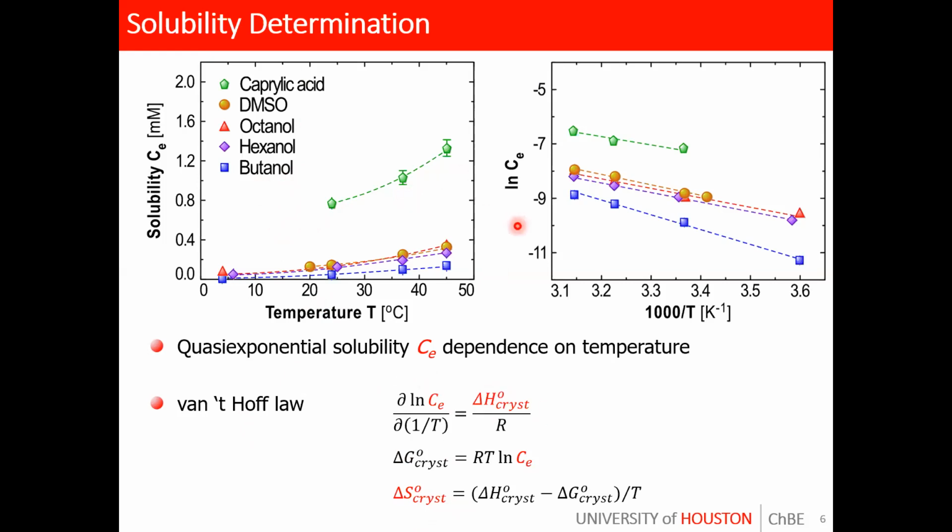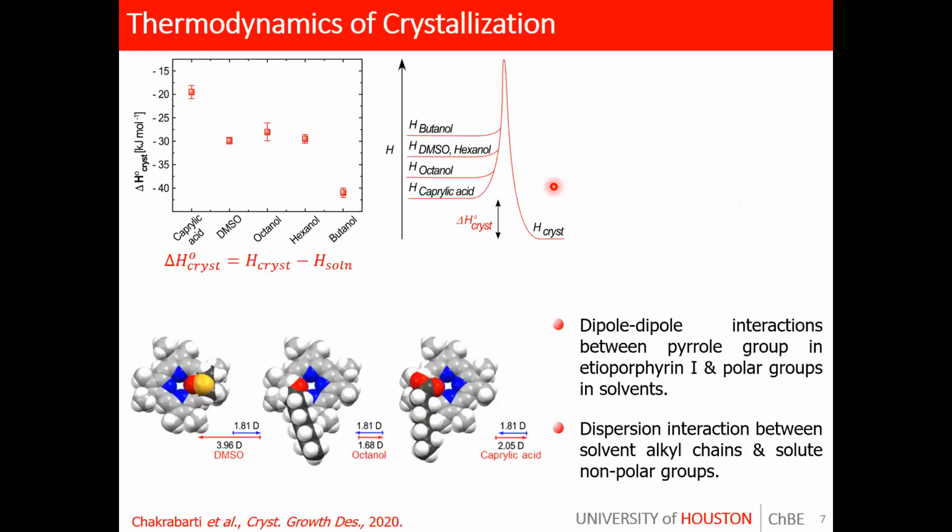This is the same plot of solubility variation with temperature, but it is plotted in the Van 't Hoff's coordinates. And the slope of these curves gives us the enthalpy of crystallization and the intercept, the entropy of crystallization. So the determined values of enthalpy of crystallization are shown here. We know one thing, that the crystals forming in all these solvents are identical, indicating that the enthalpy of the crystal is uniform across the solvents. So the enthalpy of crystallization in different solvents depends on the solution enthalpy of etioporphyrin 1 in different solvents.